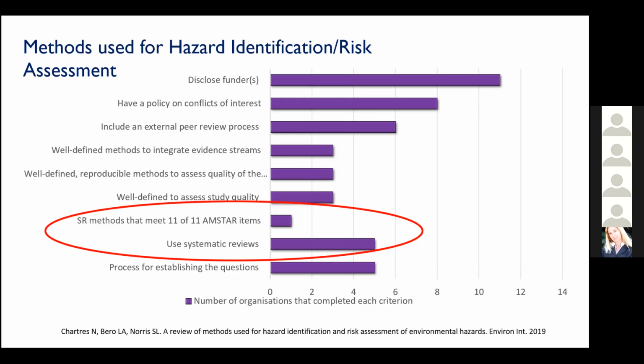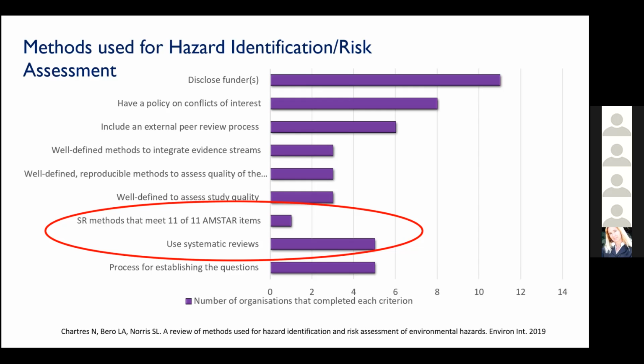And as you can see here on the screen, across the 14 organizations, we only found one group, which was the National Toxicology Program's Office of Health Assessment and Translation, who I mentioned before, that actually met all 11 of the AMSTAR items, which is a systematic review tool that is used to assess its quality. And out of the other organizations, there were 5 others that said they actually conducted systematic reviews, but their methods did not meet the standard of the AMSTAR.